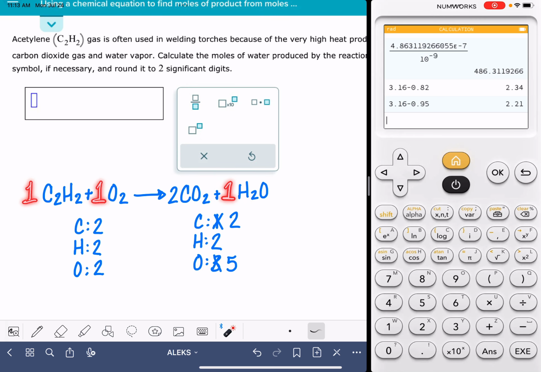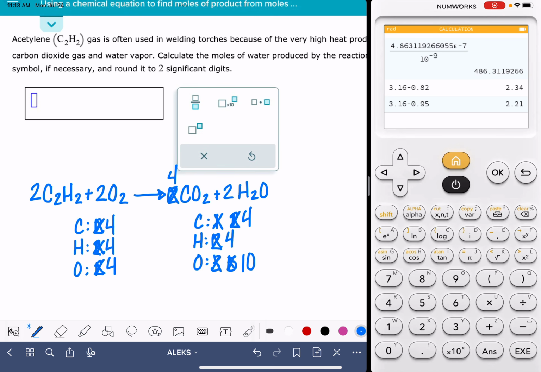So instead of having 1 C2H2, we're going to change that to a 2. Instead of having 1 O2, we're going to change that to a 2. We're doubling everything. Instead of having 2 CO2s, we're going to change it to a 4. And instead of having 1 H2O, we're going to change that to a 2. So we're just going through and doubling all of these stoichiometric coefficients. That's also going to double all of these quantities.